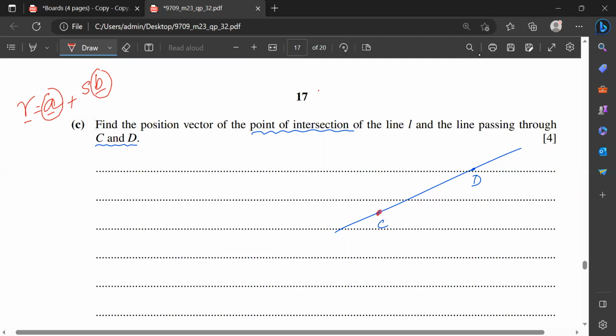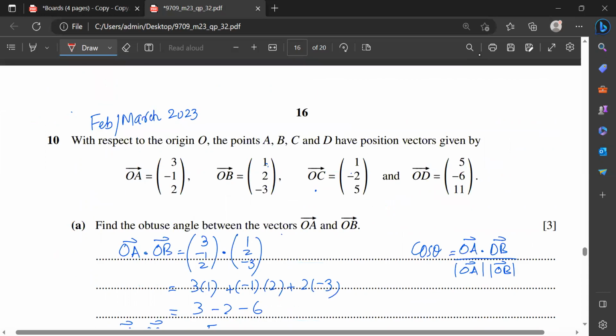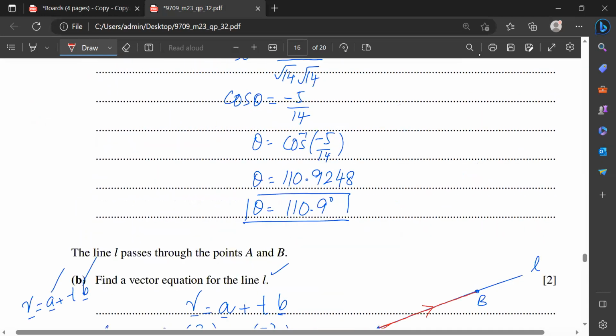So C and D, we have the 2 points there. You can find the vector CD with the help of these two, and this would be the direction vector for this line CD. So CD, I'm writing here. CD is OD minus OC. So OD minus OC, I'm finding here: 5 minus 6, 11.